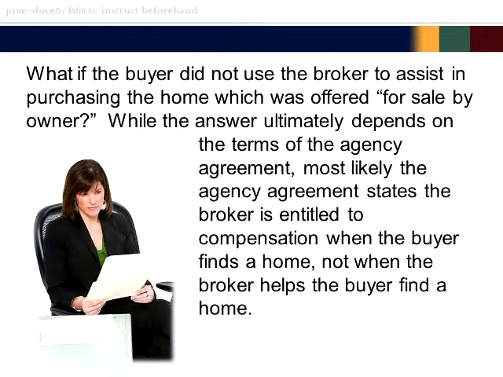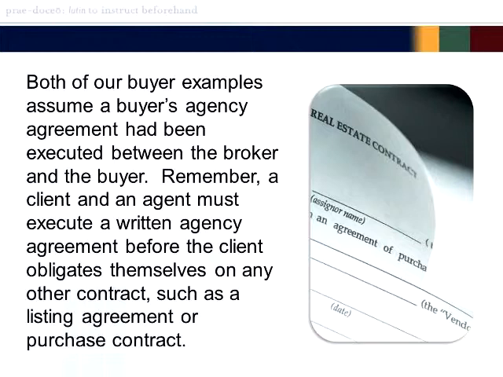What if the buyer did not use the broker to assist in purchasing a home which was offered for sale by owner? Ultimately, it depends on the terms of the agency agreement. Most likely, the agency agreement states the broker is entitled to commission when the buyer finds a home, not when the broker helps the buyer find a home. Both of our buyer examples assume a buyer's agency agreement has been executed between the broker and the buyer.